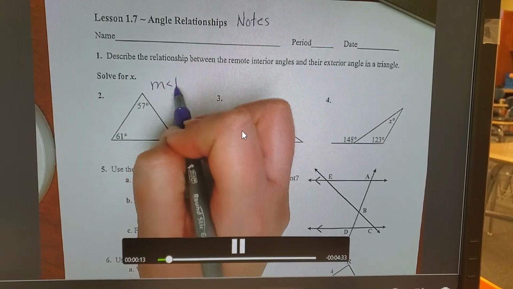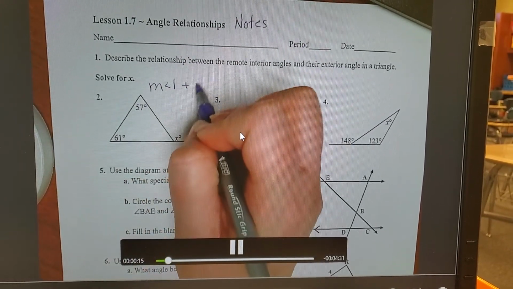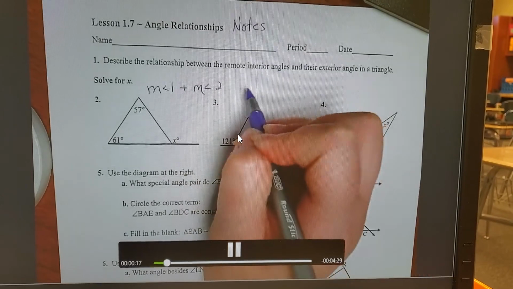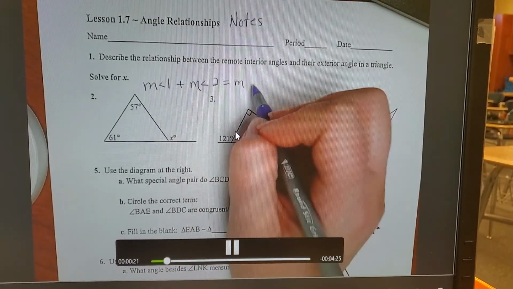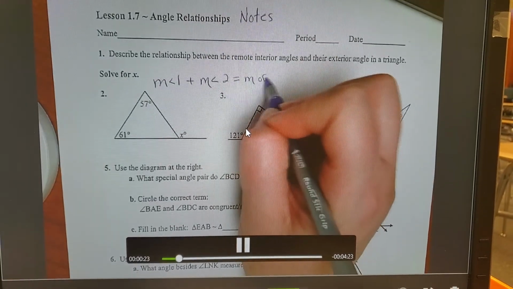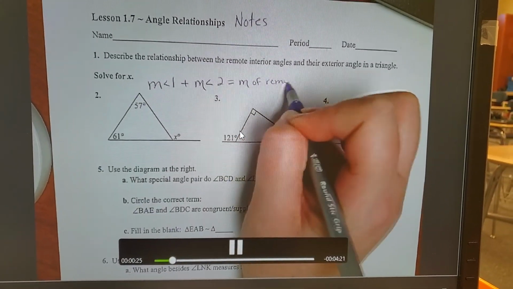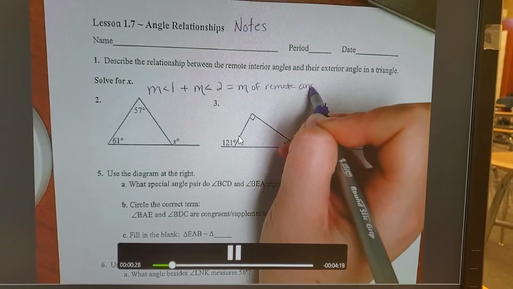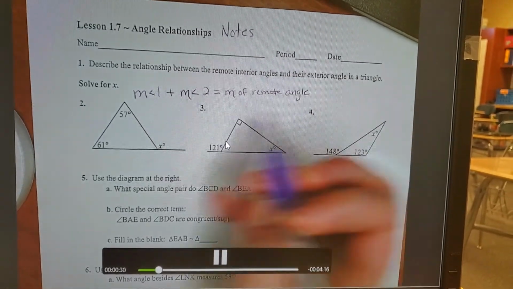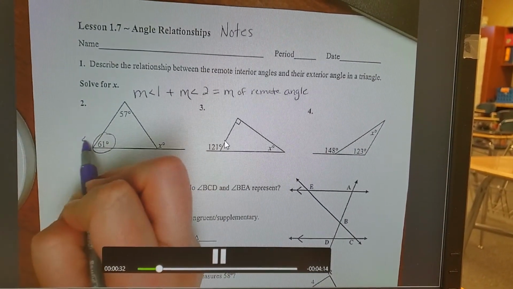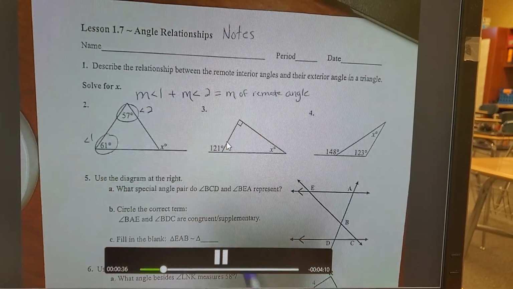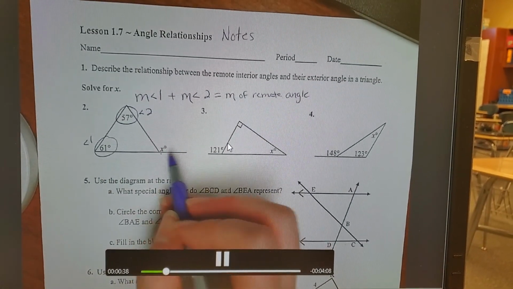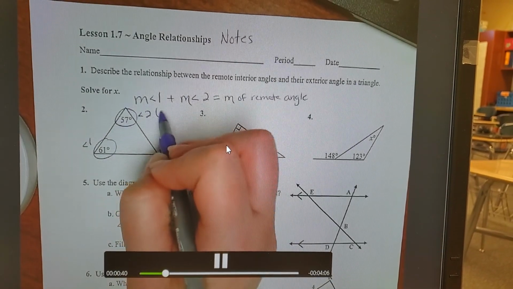We can use the formula: the measure of angle 1 plus the measure of angle 2 equals the measure of the remote angle. Let's call this one angle 1 and this one angle 2. Doesn't matter which one, you can flip-flop those. And now we're looking for x, that's the remote.